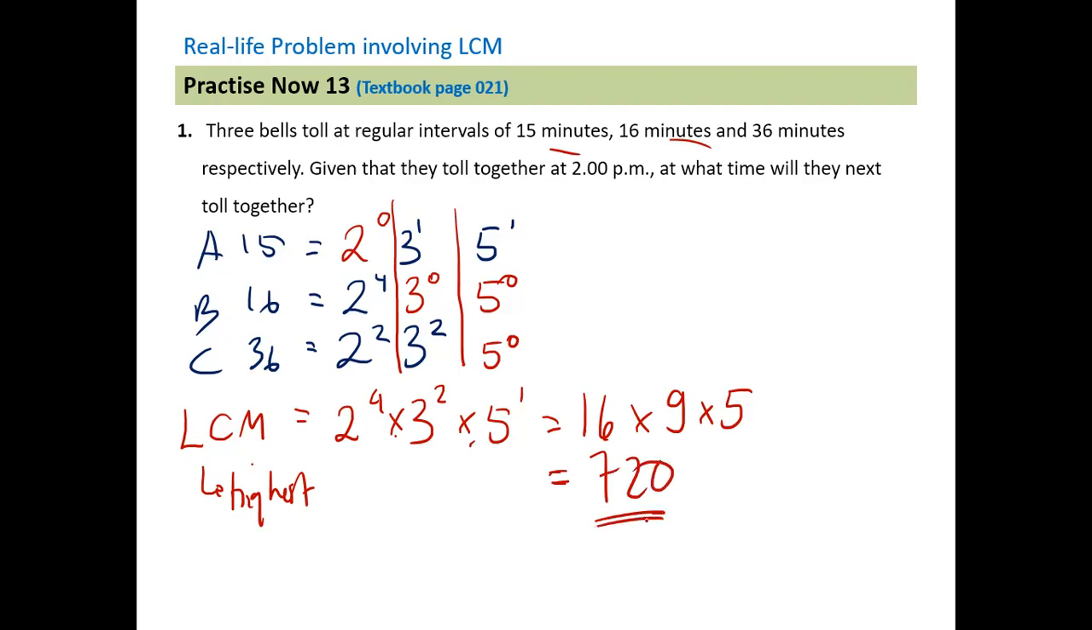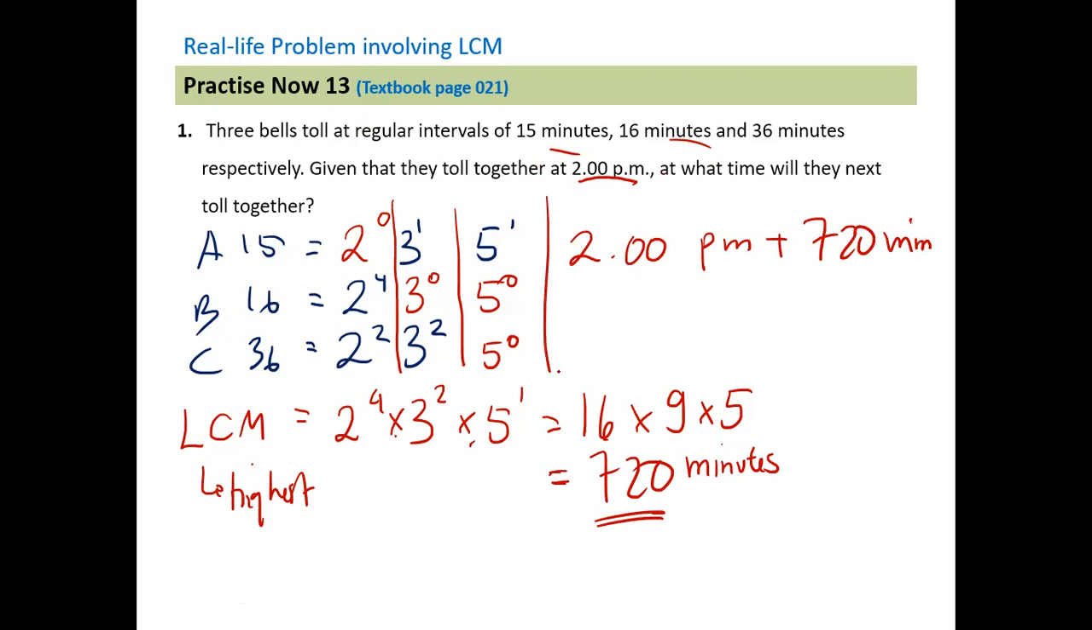I got 720. Wait, I have to check it. So 16 times 9 times 5. Yeah, 720. That's right, 720 minutes. So the question is giving you that they are all together at 2 p.m. and you have to add 720 more minutes for them to ring together again. So how many hours in 720 minutes? 12. Divide by 60, right? 1 hour is 60 minutes, so 12.